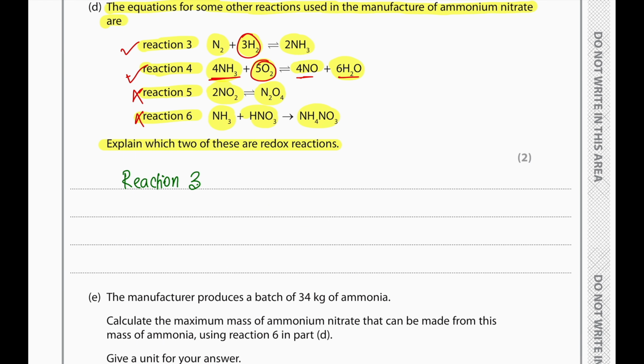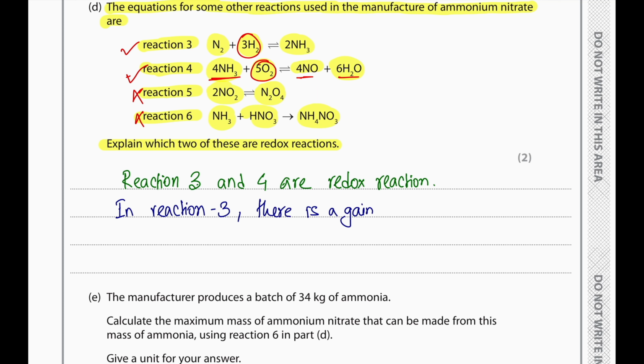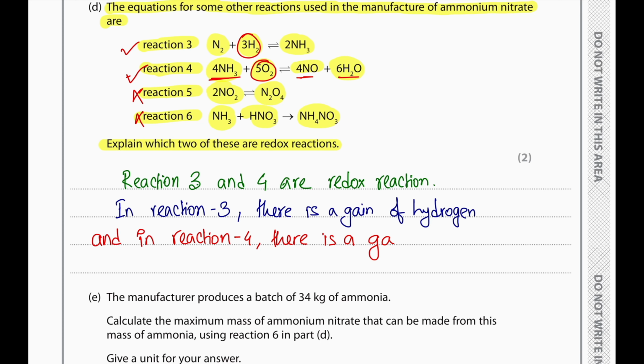In reaction 3, there is a gain of hydrogen. Gain of hydrogen is reduction. So thereby this is a redox reaction. In reaction 4, there is a reaction with oxygen, so the reactant molecule gains oxygen, so that is oxidation. Reaction 5 and reaction 6 do not represent any oxidation reaction. Reaction 6 is neutralization and reaction 5 is like a reformation. So reactions 3 and 4 are redox reactions. In reaction 3, there is a gain of hydrogen, and in reaction 4, there is a gain of oxygen.